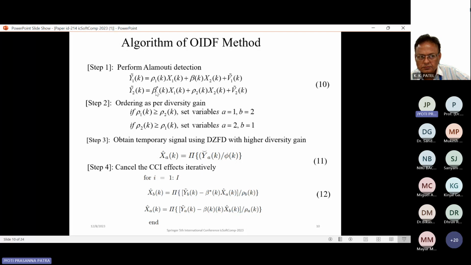So first of all, we'll perform the Alamouti detection method, that is H Hermitian into Y, and we will see in equation 10 that rho1 x1 is the desired signal and beta k and x2k is the CCI signal. So if rho1 is greater than rho2, then we will set variable a is equal to 1 and b is equal to 2. Otherwise, we will set a is equal to 2 and b is equal to 1. So first of all, we will apply the DZFD, obtain the rough estimate signals, and then cancel the contribution of the CCI to get the desired signals in an iterative manner. And we will see in the simulation results that only 2 iterations are sufficient for the OIDF method.